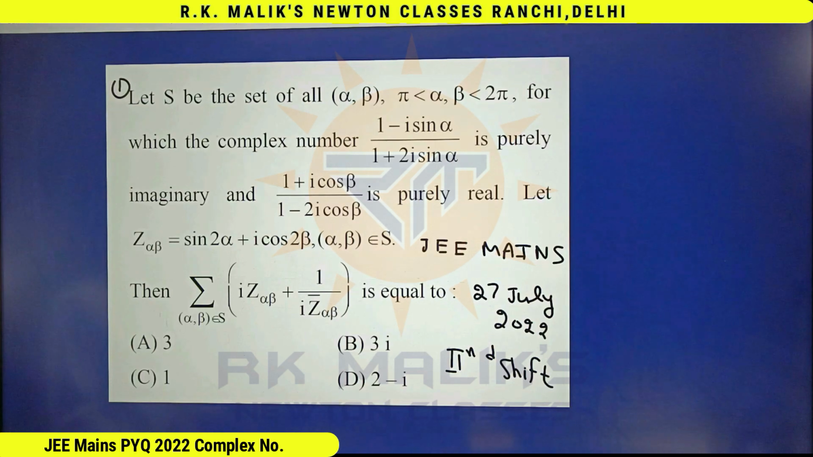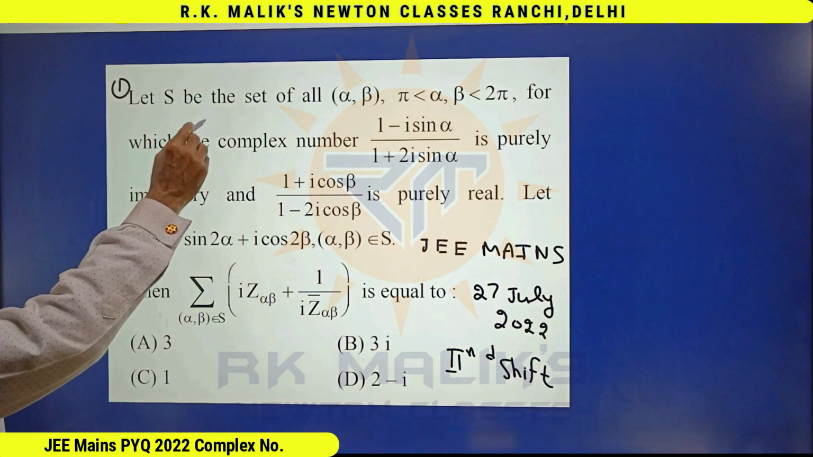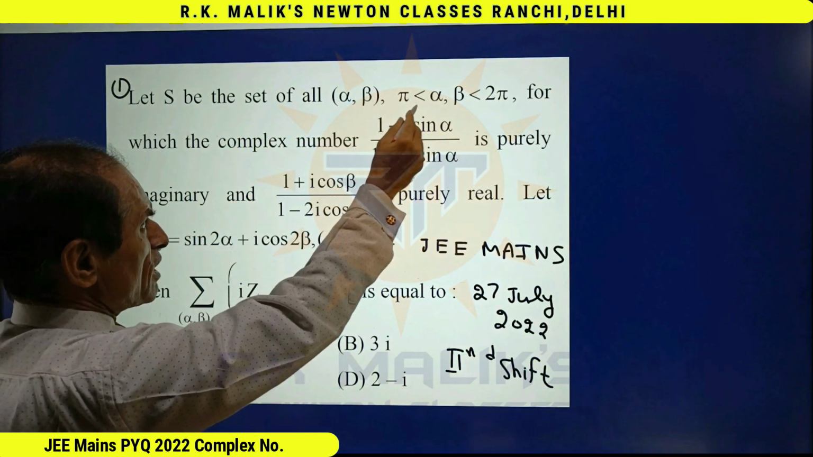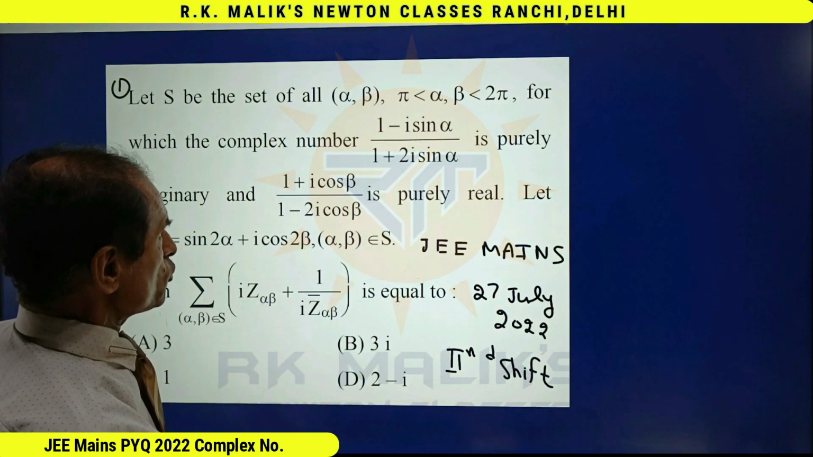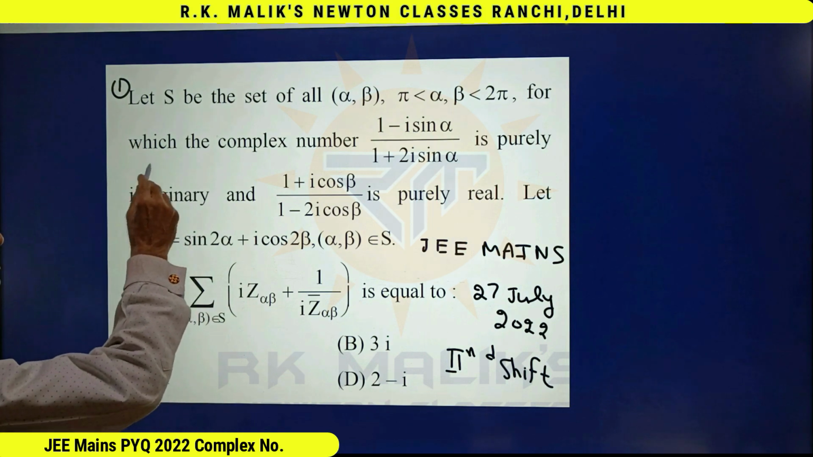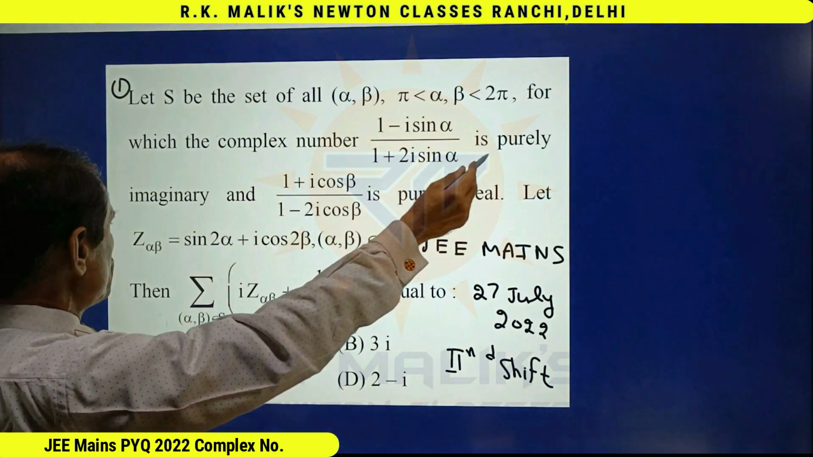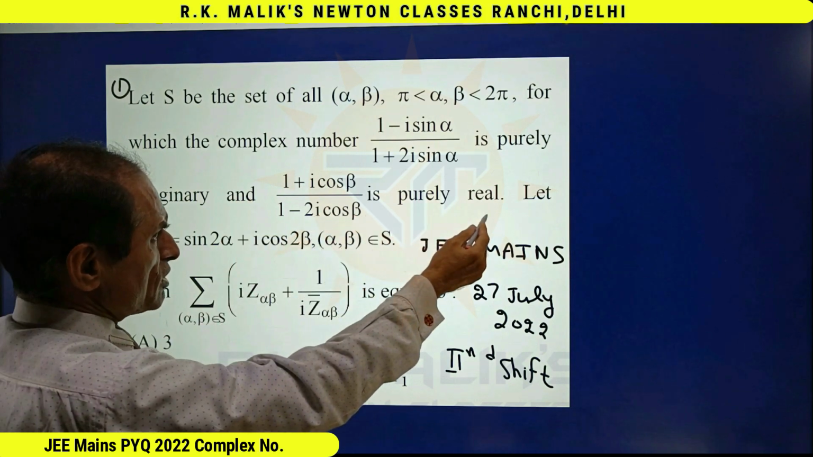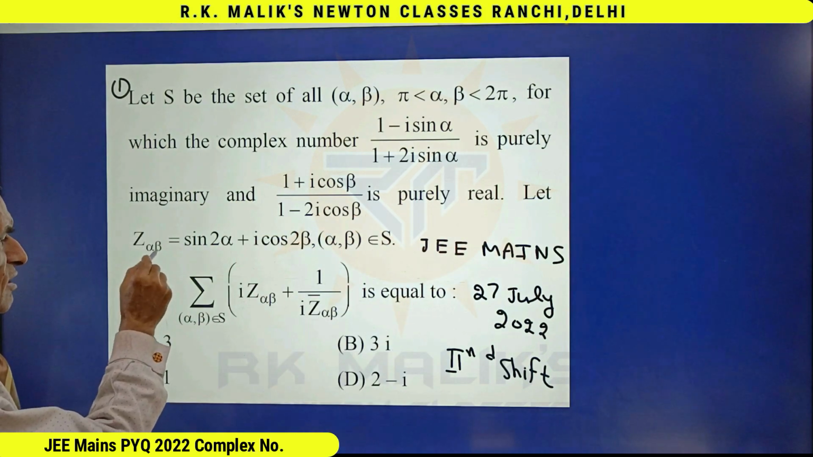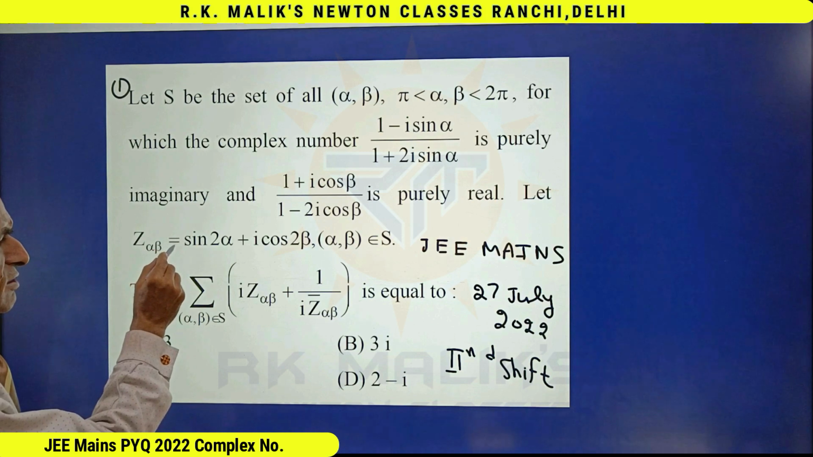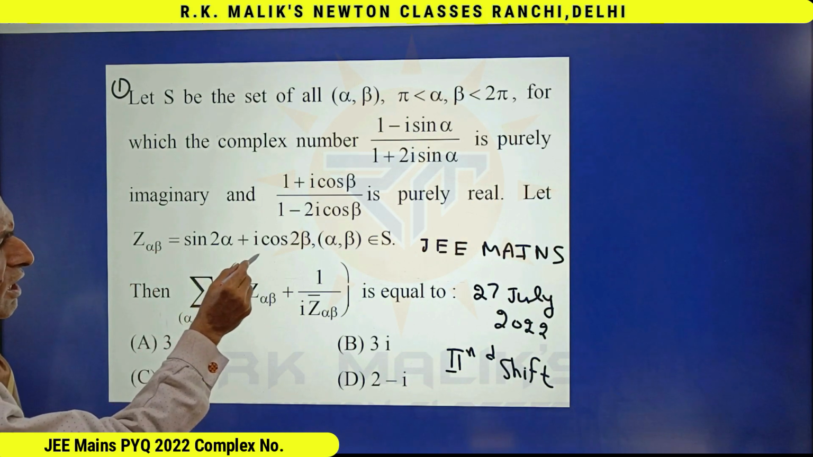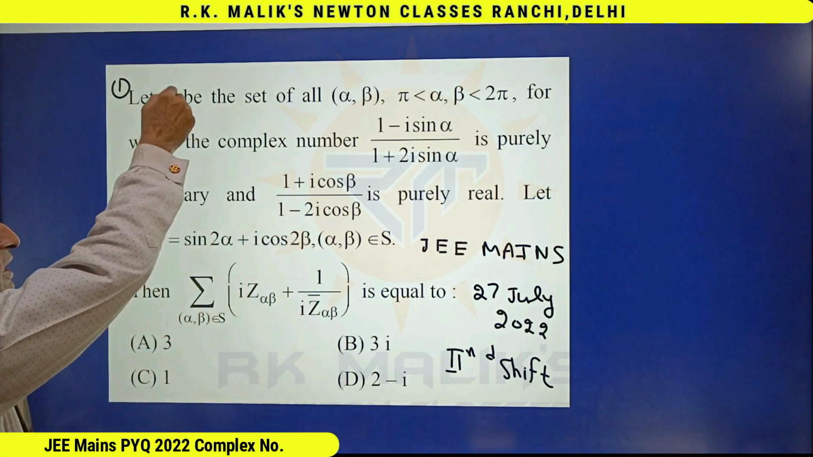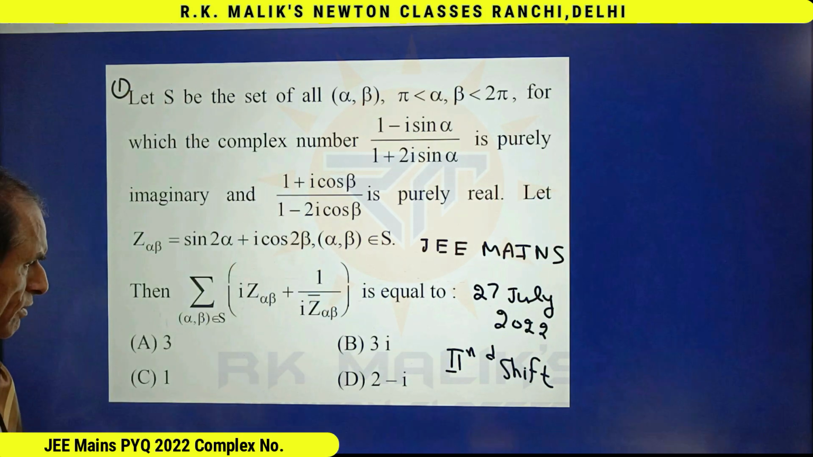In this question, it is given that let S be the set of all (alpha, beta) where alpha and beta lie between pi and 2 pi, for which the complex number this is purely imaginary and the complex number this is purely real. Let us define z(alpha, beta) as equal to sin 2 alpha plus i cos 2 beta, where alpha and beta belong to the set S as defined above.